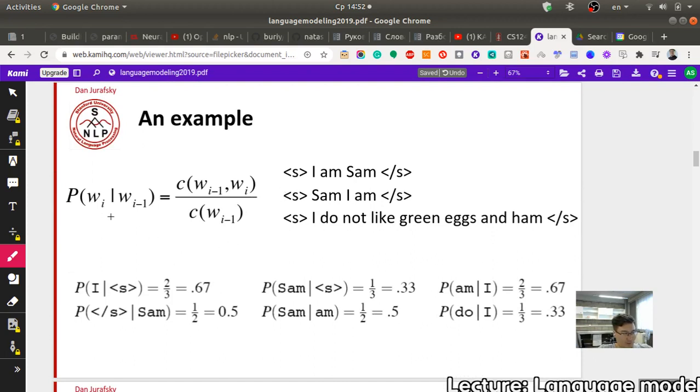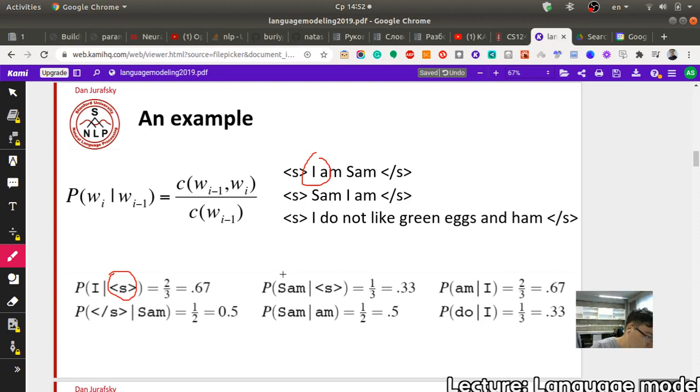So these are the probabilities. You say I given S, where S means start. So how many times at the start of a document do we have this I? Actually, we have a list here, so there are three sentences starting, and two times it is I. So two out of three it is I.